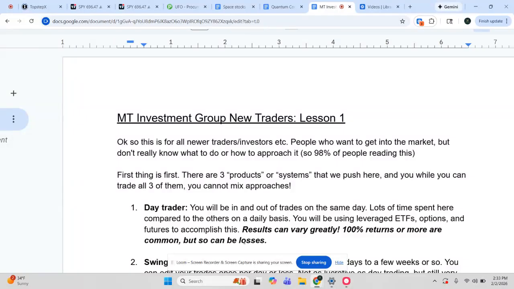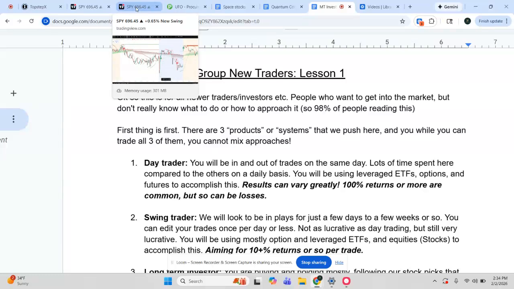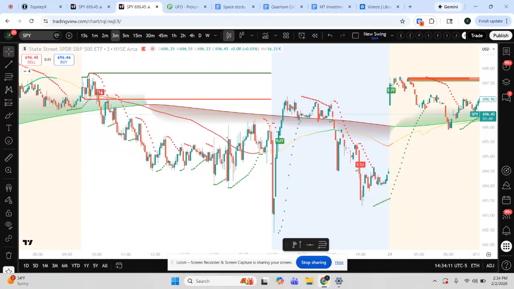And I'll go deeper into each one of these in subsequent videos, but I want you guys to understand which one you are, essentially what system you're going to be using, okay? All right, so swing trading. So as a swing trade, let me stop here for a second. So for day trading, we use the Super Orb indicator, okay? So let me show you something real quick, all right?